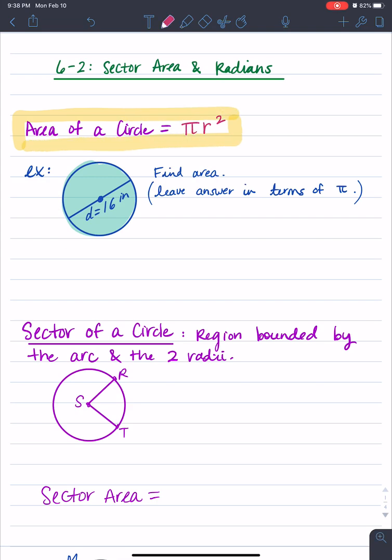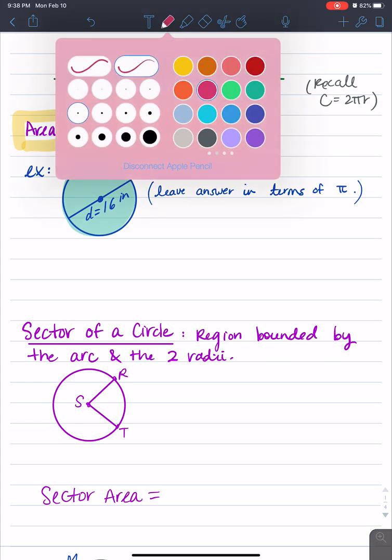Unlike circumference, let me just remind ourselves. Recall, circumference is 2 pi r. So just be clear about the difference so that you don't get them mixed up. Circumference is 2 pi r. Area is pi r squared. There's no such thing as 2 pi r squared. It's just FYI.